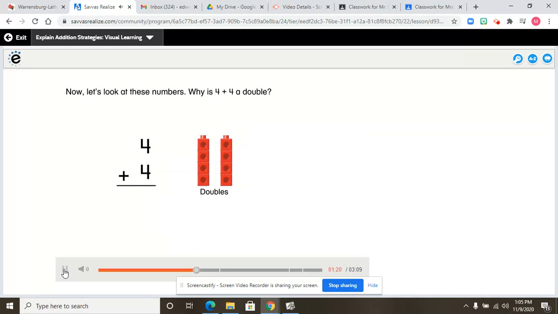Now, let's look at these numbers. Why is 4 plus 4 a double? Both addends are the same. What is the sum of 4 plus 4? The sum is 8.